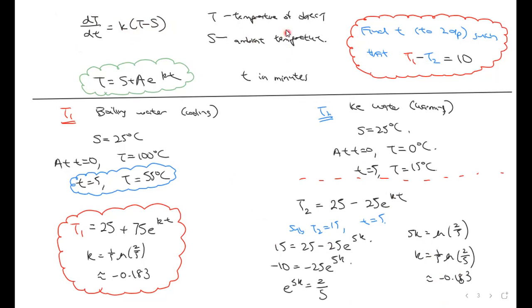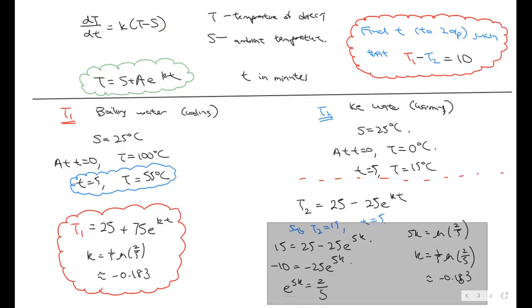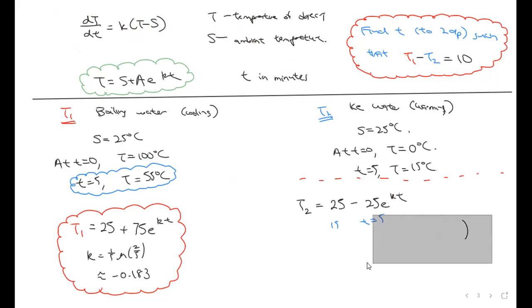So that does then leave us free to claim that T2 equals 25 minus 25 e to the kt, where k is the same k. So good. That makes things easier for us. We don't need to worry about k1 and k2. So where k also equals 1/5 log 2/5, which is equal to negative 0.183. And this is your T2.